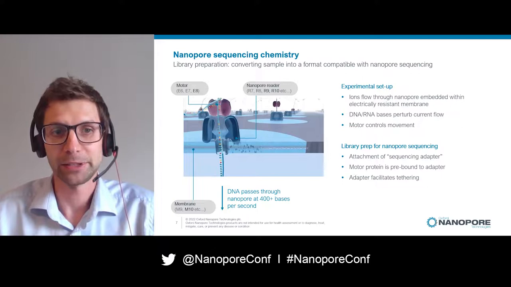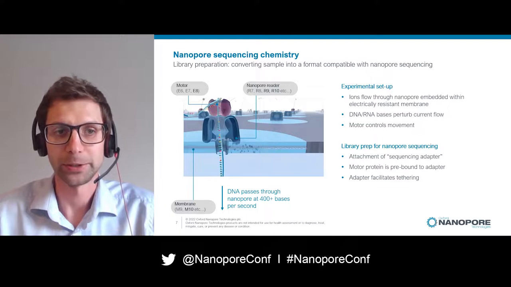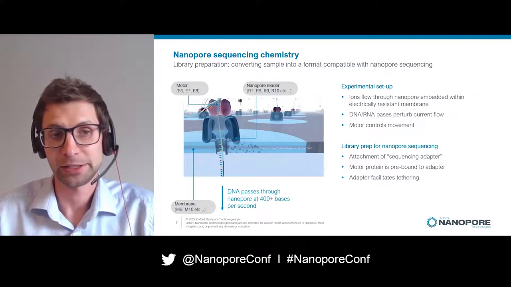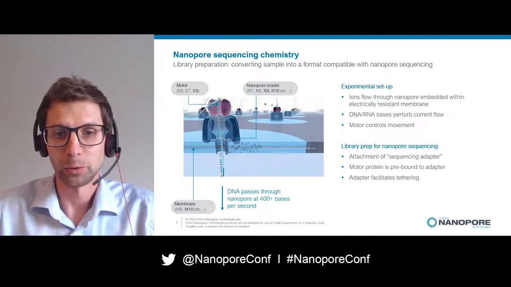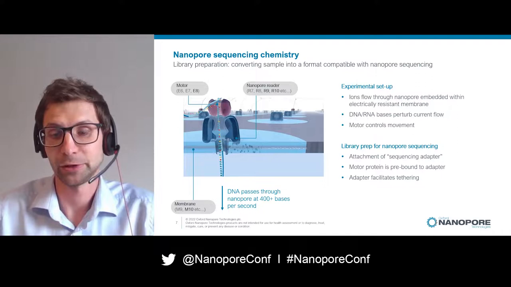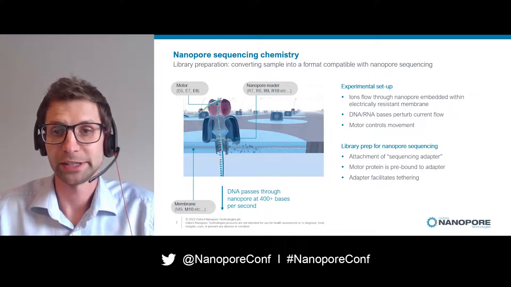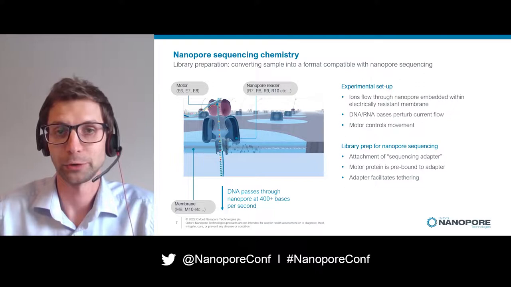The sequencing adapters include a motor protein, which you can see in the animation, that controls the movement of the DNA or RNA at a fixed speed. In the case of DNA, this speed is controlled at about 400 nucleotides per second, which ensures the most optimal data and its further translation into the sequences of nucleotides. And not only does the sequencing adapter include the motor protein, but also tethering molecules. These tethering molecules bring the DNA molecules into close proximity with the membrane and the nanopores to improve the sensitivity and improve data outputs.